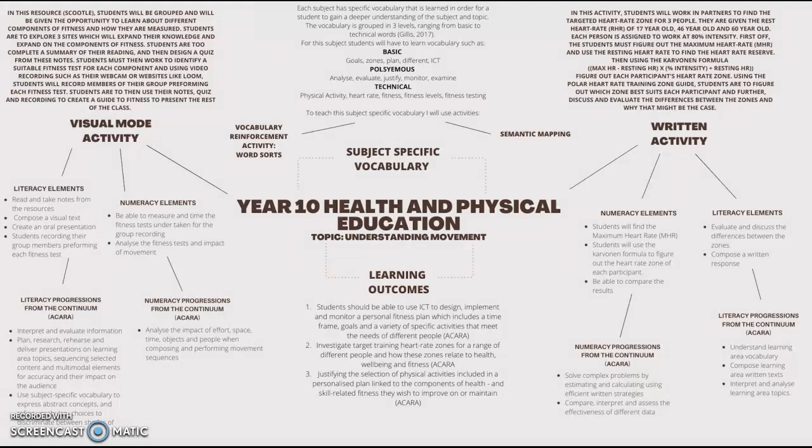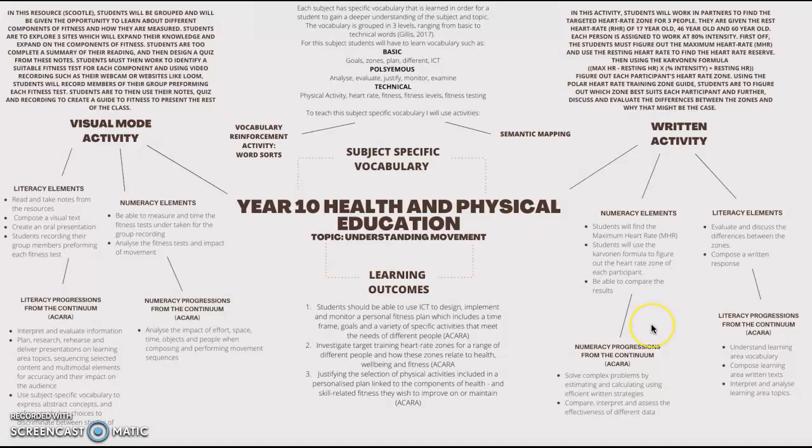Undertaking this activity, students will come into a lot of numeracy and literacy elements. In terms of numeracy elements within this written activity, students will find the maximum heart rate through the Karvonen formula, and they'll use that formula to figure out the heart rate zone of each participant. Then students must be able to compare their results or their data from their findings from using the formula.